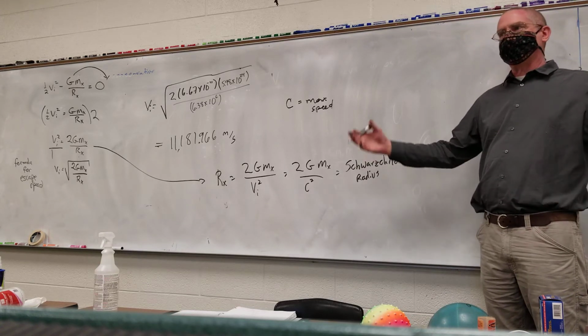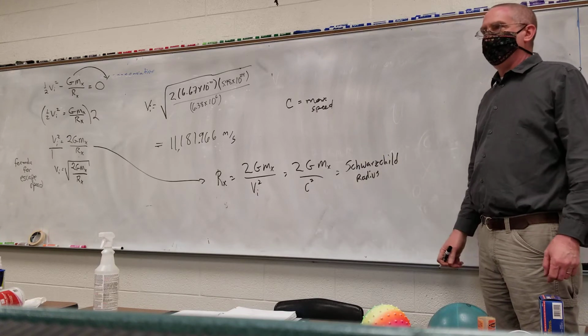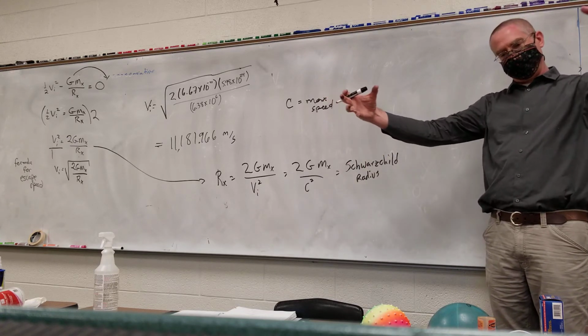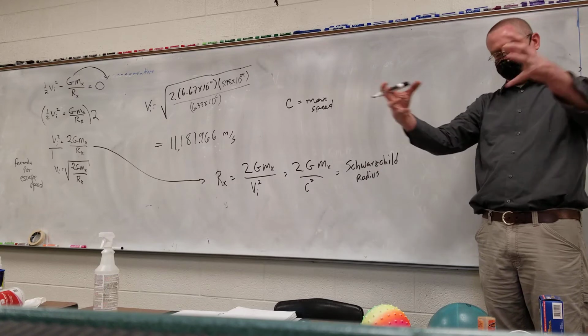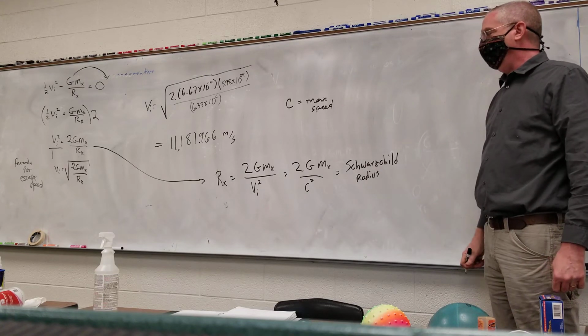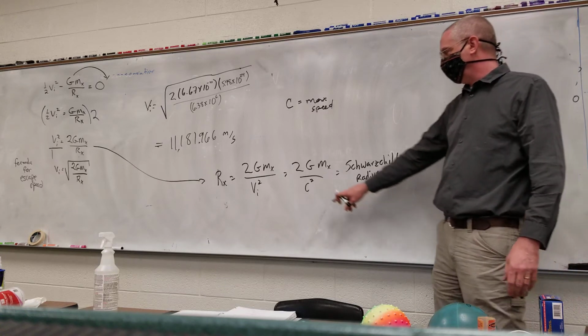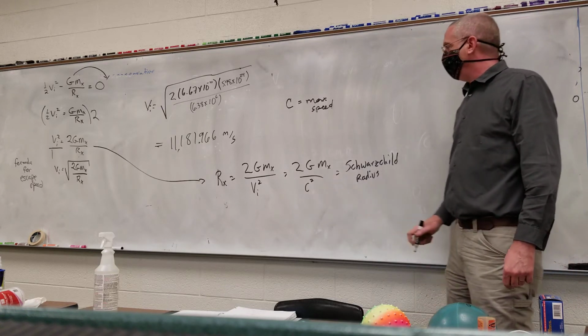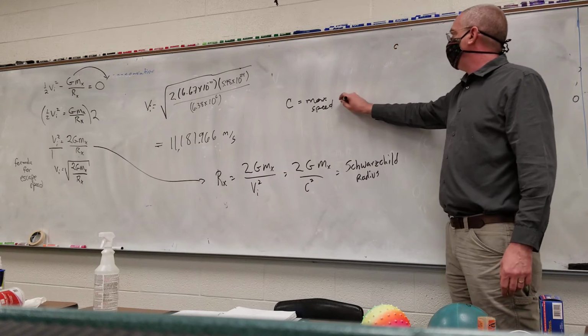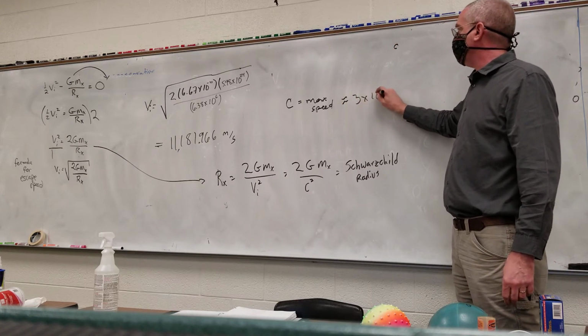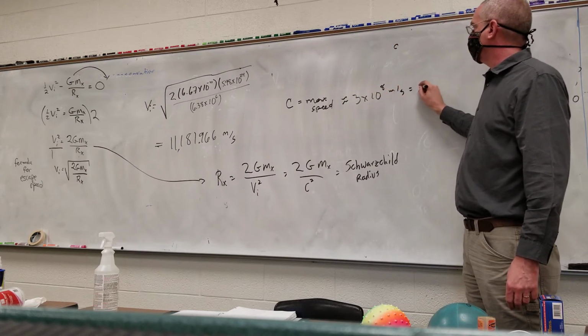And so if we take our sun, if our sun suddenly started shrinking down, kept the same amount of mass, but shrank down, at what point will something no longer be able to escape? Because we're at that maximum speed. All right, the maximum speed is approximately 3 times 10 to the 8th meters per second. This is the speed of light.